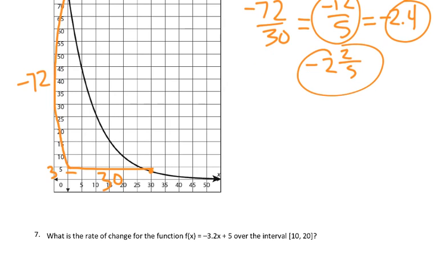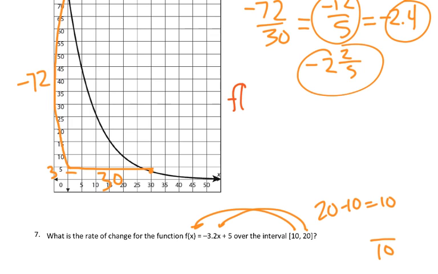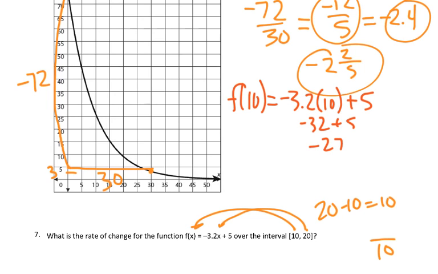Alright, now if we're given an equation, we take that for our x, 20 minus 10 will give us 10, so our bottom number would be 10. Then to find the change in y, we're going to have to plug each of those into x. So I'd go f of 10 equals negative 3.2 times 10 plus 5. So negative 3.2 times 10 would give us negative 32, plus 5 gives us negative 27.